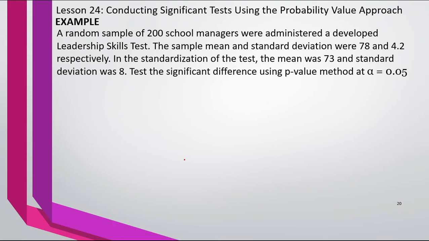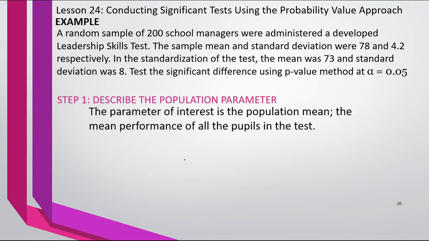Next. Tapos na ba? Hindi pa. Bakit? Kasi nag-test na tayo ng two-tailed. Ngayon naman, one-tailed naman. Ayan, very good. So, dito, again, we describe the population parameter. The parameter of interest is the population mean, the mean performance of all the pupils in the test. Ayan, very good. So, yan yung population parameter natin.